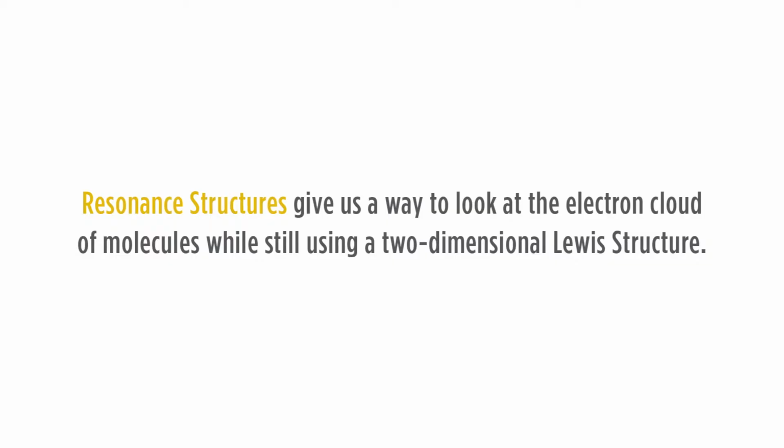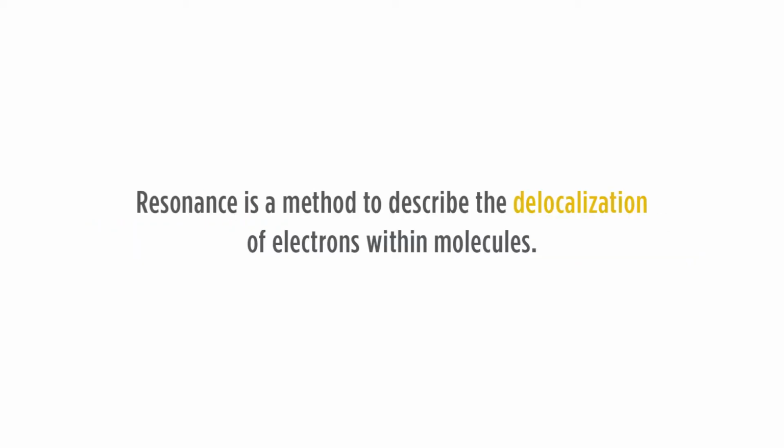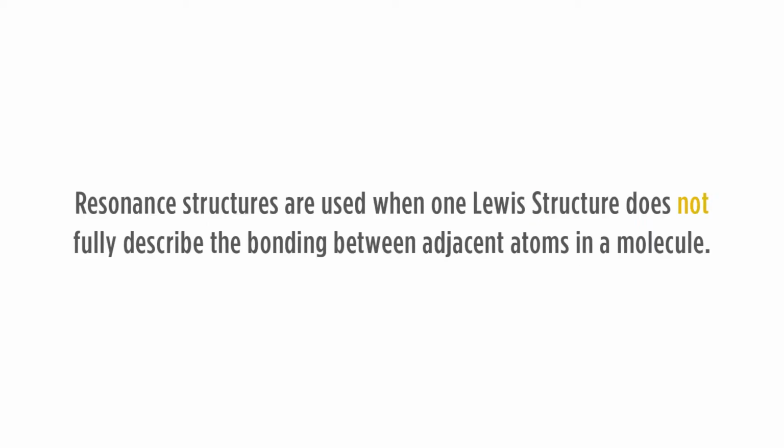Resonance structures give us a way to look at the electron cloud of molecules while still using a two-dimensional Lewis structure. Resonance is a method to describe the delocalization of electrons within molecules. Resonance structures are used when one Lewis structure does not fully describe the bonding between adjacent atoms in a molecule.